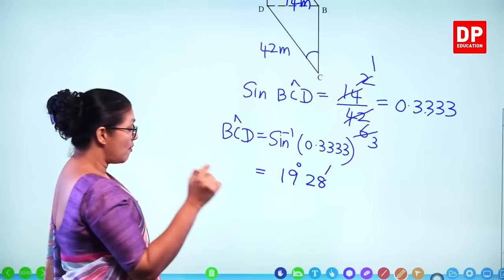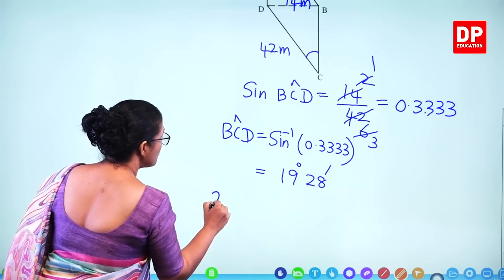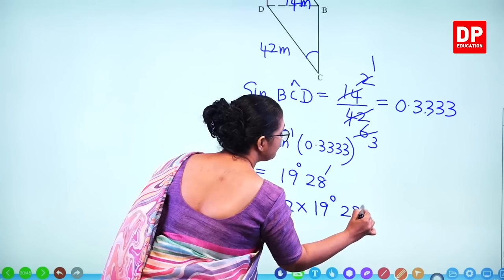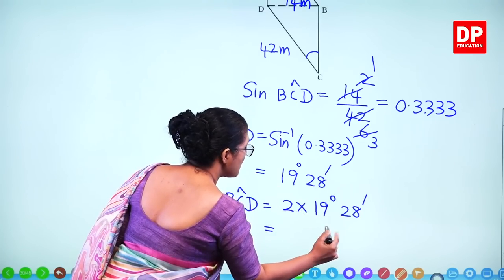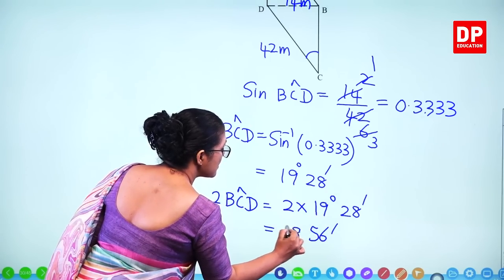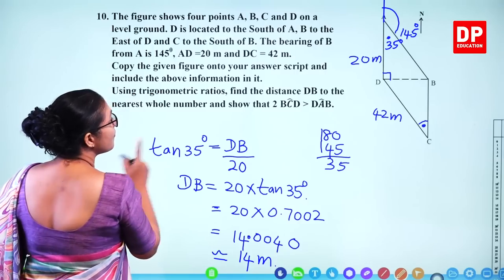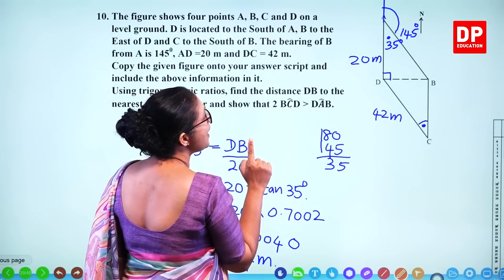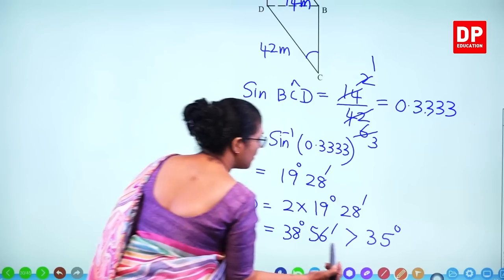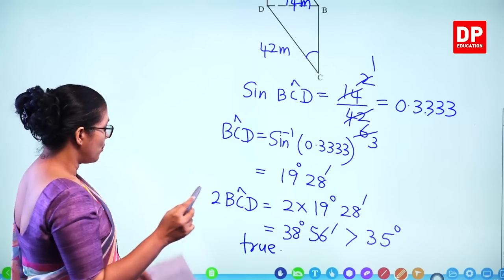Now we'll see what they want. They want double of BCD. So 2 times BCD is 2 times 19 and 28. 2 times 8, 16. 2 times 2, 4 plus 1, 5. 2 times 19, that's 38 degrees. So you have to show that that value is greater than DAB. DAB is 35. So definitely this is greater than 35. That's true. So that's what you need to show.